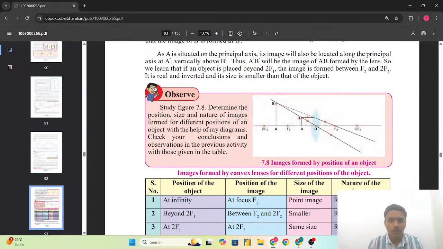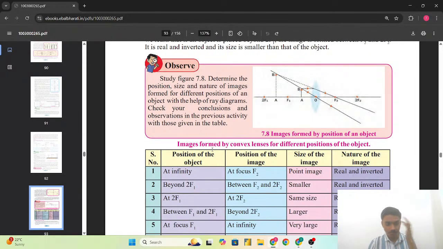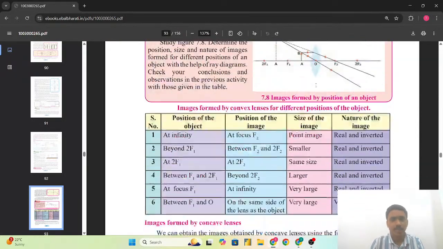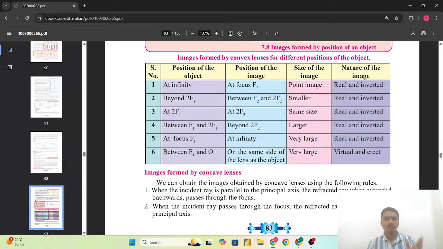Study figure 7.8. Determine the position, size and nature of the images formed for the different positions of an object with the help of the ray diagram. Check your conclusions and observations in the previous activity with the given table. And there is an activity that you have to do: take a convex lens and draw the diagrams for the convex lens. In this table, it only gives the conclusion and the output obtained for that particular image, but you have to do this and see it. For an object placed at infinity, the position of the image will be at the focus f2 point.